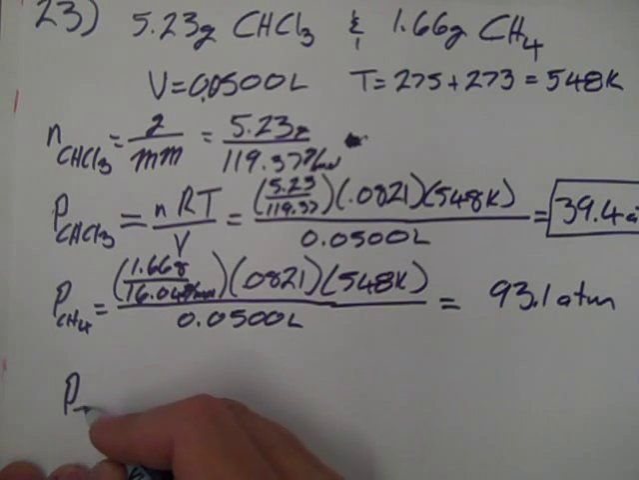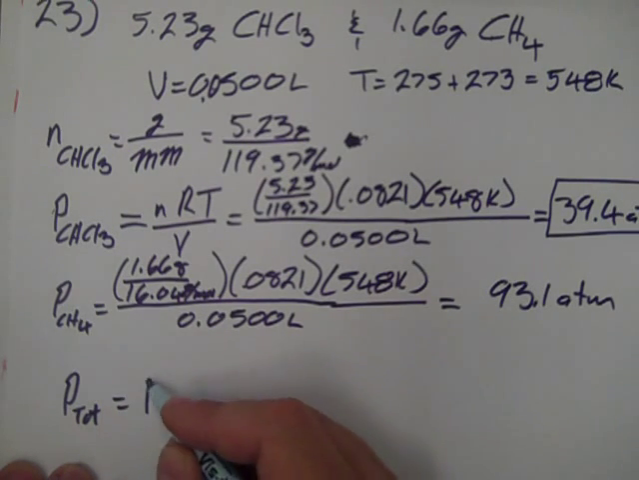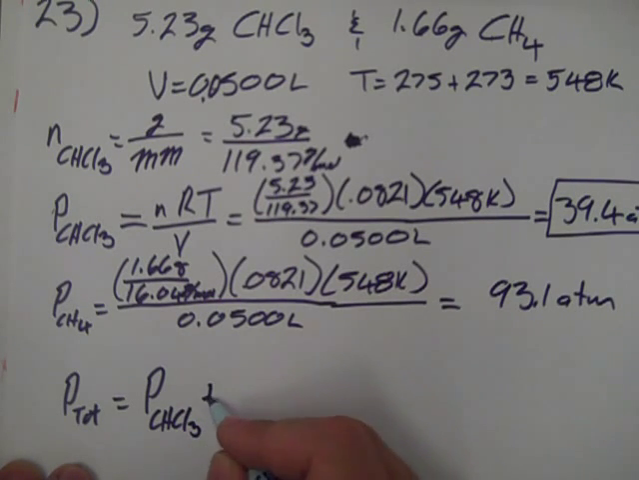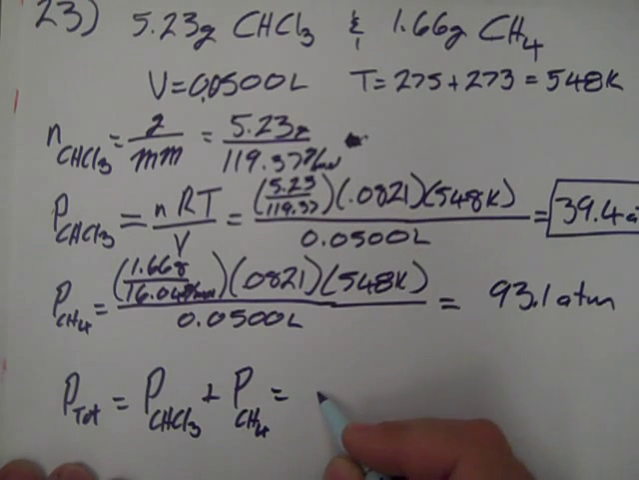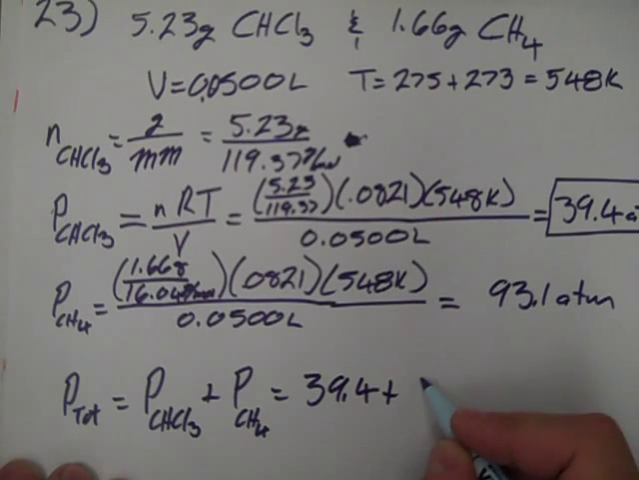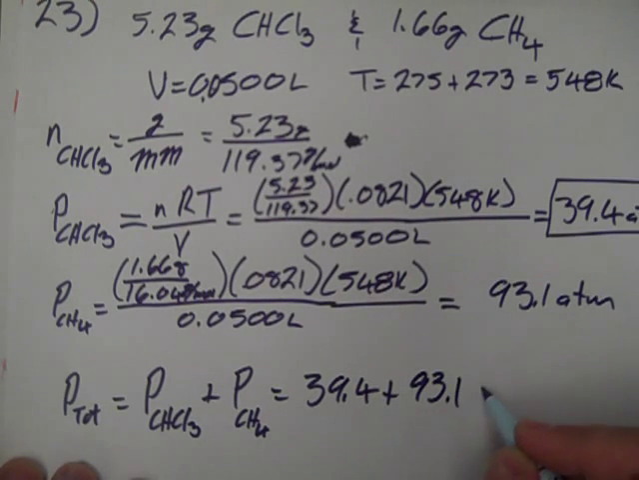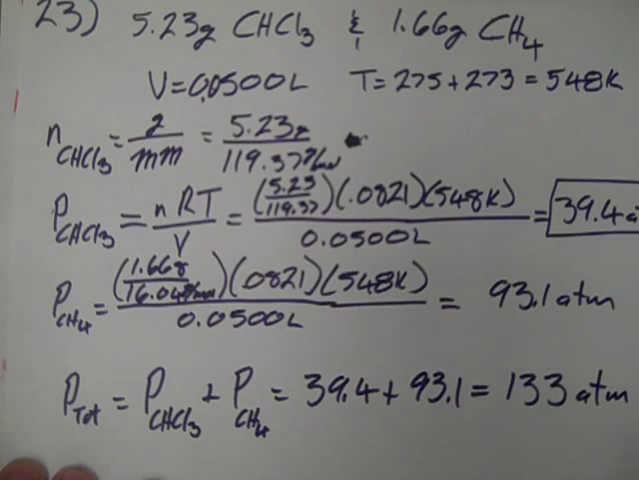I needed it because my total pressure is going to equal the pressure from the chloroform plus the pressure from the methane. So 39.4 plus 93.1 equals, with significant digits, 133 atm. That's my other answer, the total pressure.